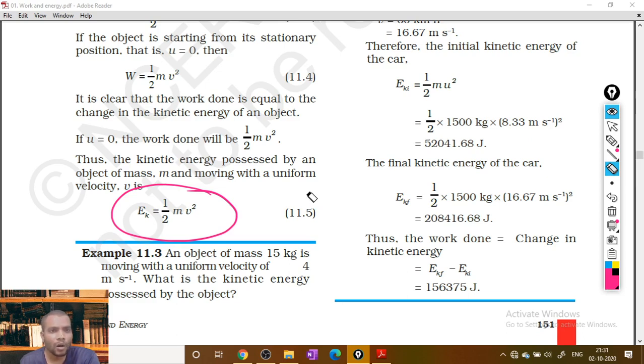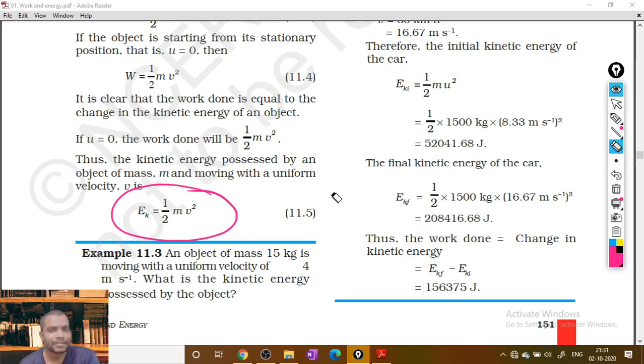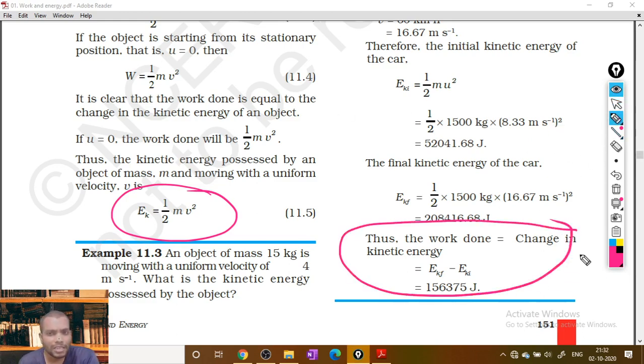So kinetic energy is also defined in terms of the work done, or if you want to interrelate kinetic energy and work. So work is nothing but the change in kinetic energy. So that is another formula we got here: the work done equals the change in kinetic energy.